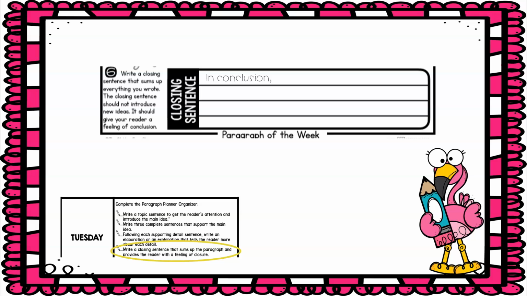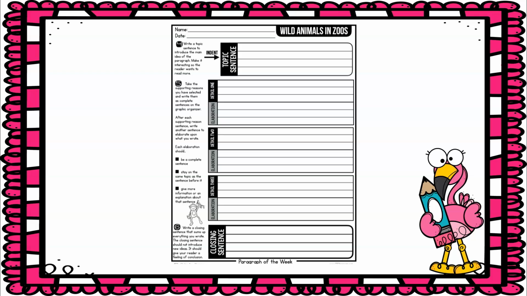Now I need to restate my opinion and my main idea. I can do that by saying, there are many reasons that keeping animals in zoos helps to keep both humans and animals safe. Now I see that I have a complete conclusion sentence that says, in conclusion, there are many reasons that keeping animals in zoos helps to keep both humans and animals safe. That was a lot of work, but we now have worked through the entire outline sheet together.